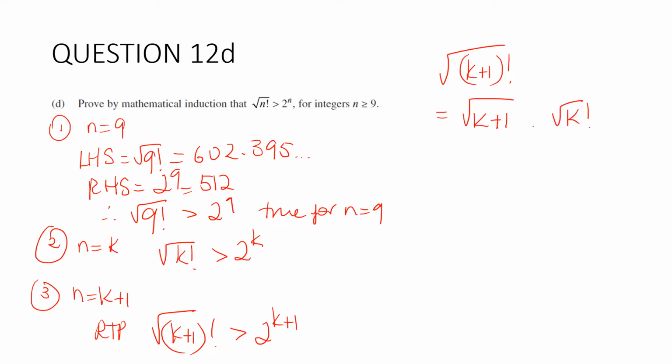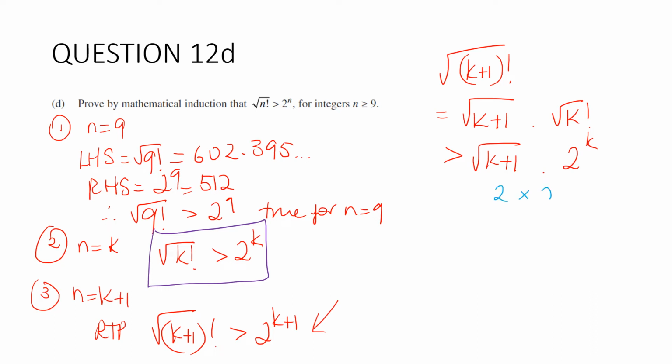Now here's the thing. The square root of k factorial is greater than 2 to the k. So this statement here is greater than the square root of k plus 1 times 2 to the k. Now have a look at what we want to prove. We want to prove it's greater than 2 to the k plus 1. So it'd be really great if this was equal to 2 times 2 to the k, because that's 2 to the k plus 1. But what is the value of this? The least k can be is 9. So when k is 9, we've got the square root of 10, which is 3.1. And that's definitely greater than 2.